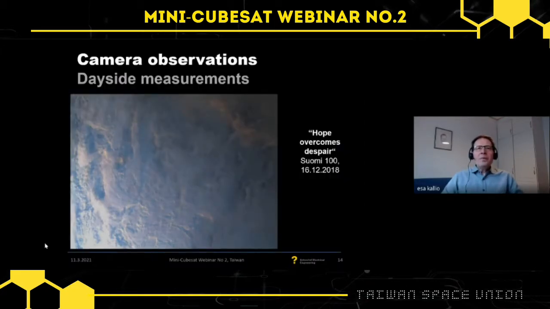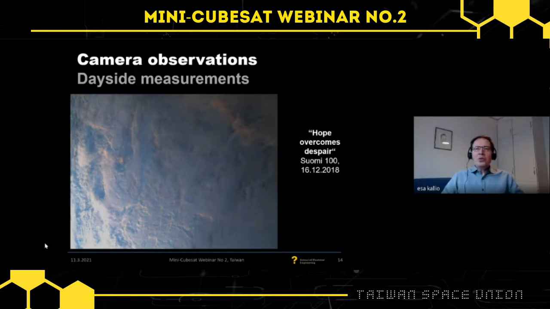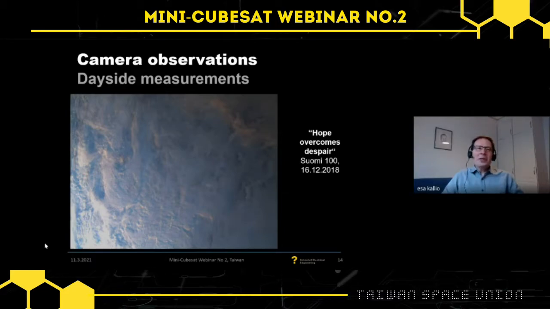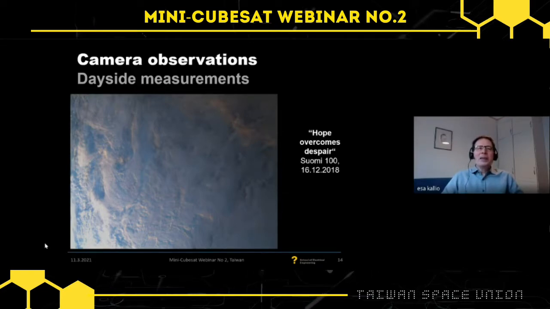And maybe a couple of examples from our camera. What you will now see here are actually quite low resolution. They are JPEG photographs, not raw data. But anyway, we are happy about the quality of those pictures. And we gave names to those photographs. For example, here we gave this photograph the name Hope Overcomes Despair.